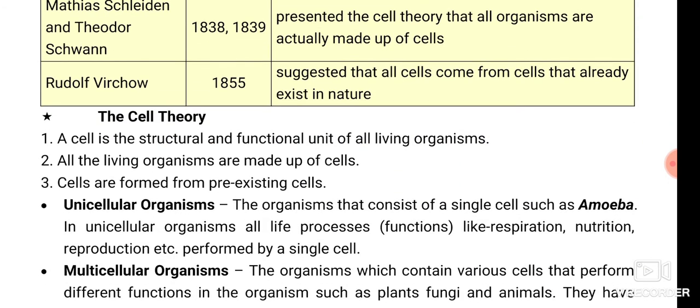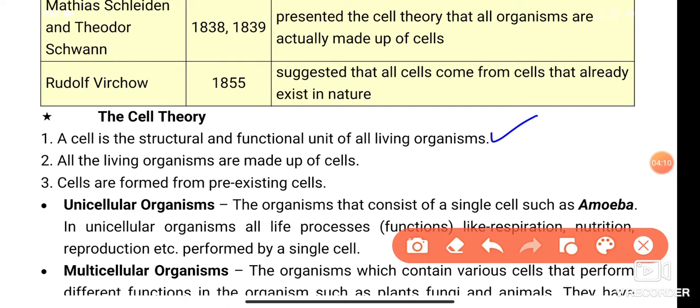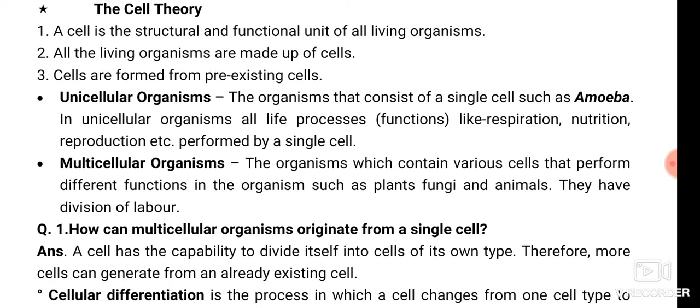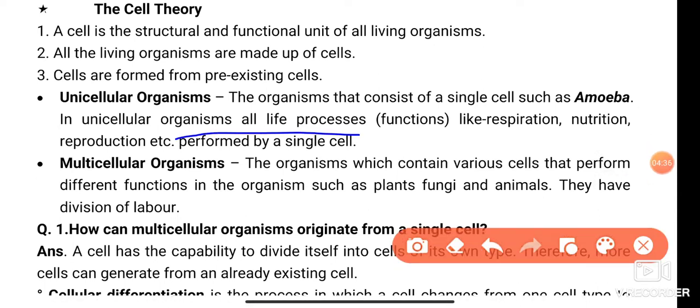Now some common and useful points related to cell theory. A cell is a structural and functional unit of a living organism. All living organisms are made up of cells, and cells originate from pre-existing cells. Now we discuss unicellular and multicellular organisms. An organism that consists of a single cell, such as amoeba, is called unicellular. In unicellular organisms, all life functions or processes like respiration, nutrition, reproduction, etc. are performed by a single cell.